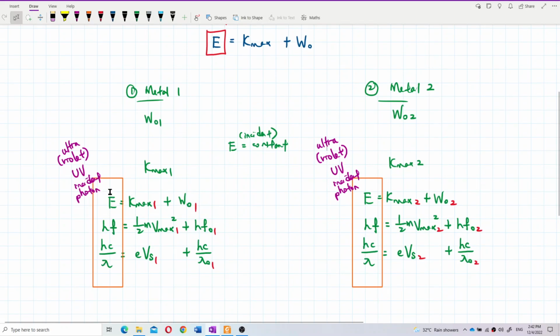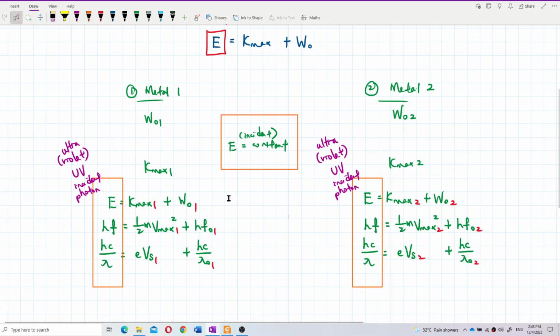Okay, so on this side they all have the same value, because it is constant. The energy of the incident photon is constant. So they receive the same ultraviolet light, so they have the same energy, same frequency, and same wavelength of incident photon.